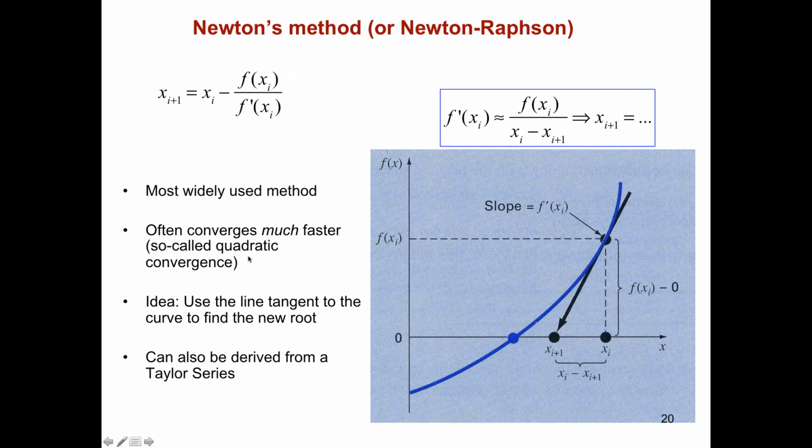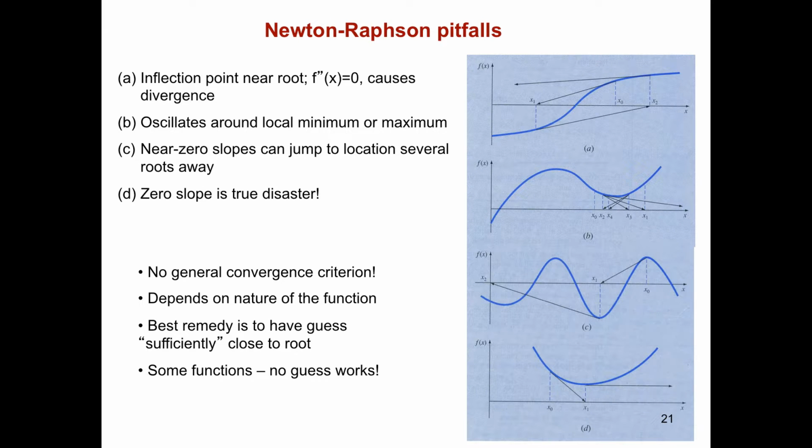This method, if it works, when you find a good starting point, is the fastest of them all. There's something called quadratic convergence. That means that the error slides down as a quadratic function as opposed to linear. So essentially, it's very fast when it works, but it doesn't always work. So again, we have trial and error. And we can also derive this method from a Taylor series just by dropping the second derivative and higher terms. So there are some pitfalls here.